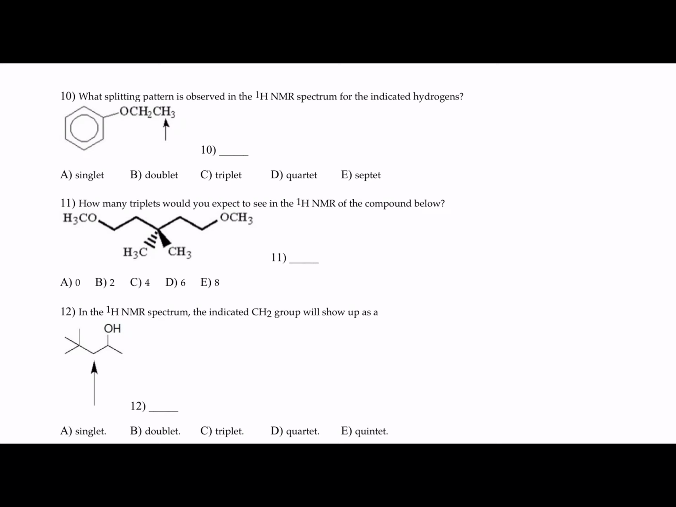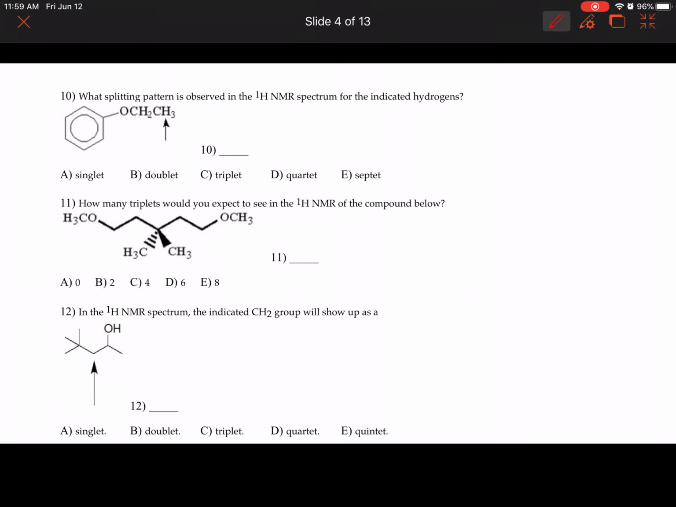What splitting pattern is observed in the proton NMR spectrum of the indicated hydrogen? Now remember, splitting happens due to the hydrogens on the adjacent carbon. Now, if this is your benzene ring, and then you have oxygen, and then you have 2 hydrogens over here, and then you have 3 hydrogens at the very end. Now, if you look at this molecule, how many different environments are we going to have? We have different environments.